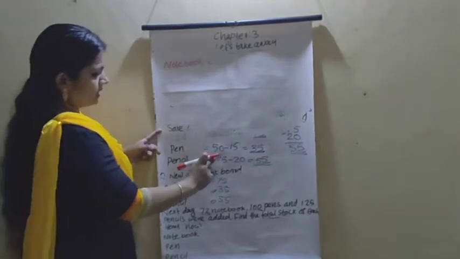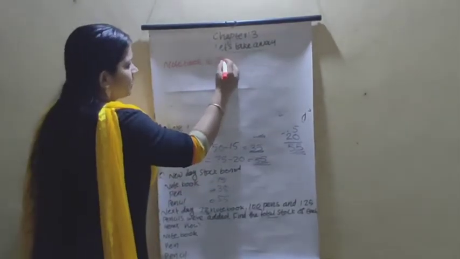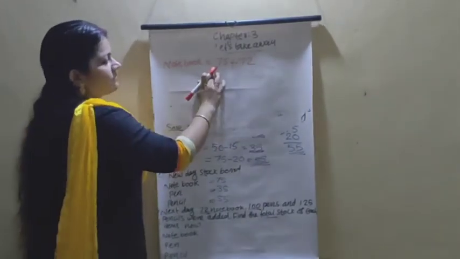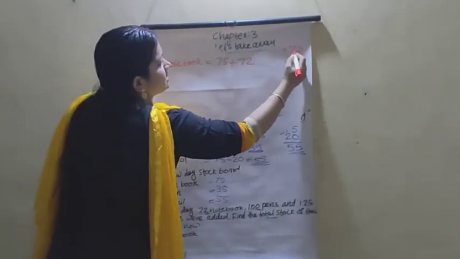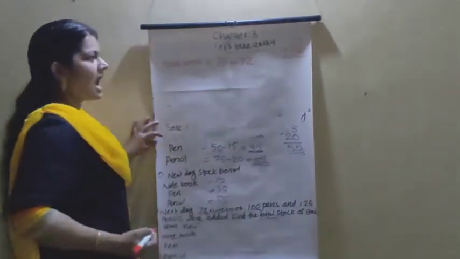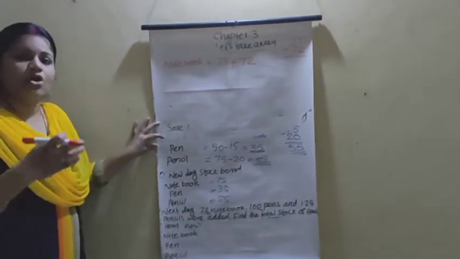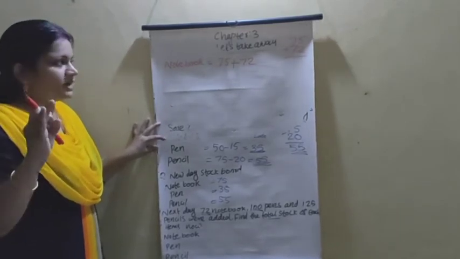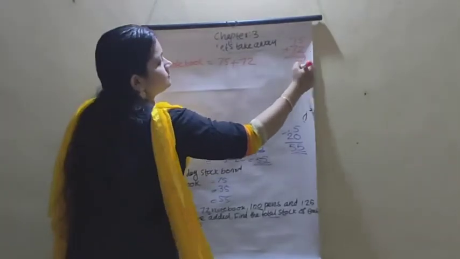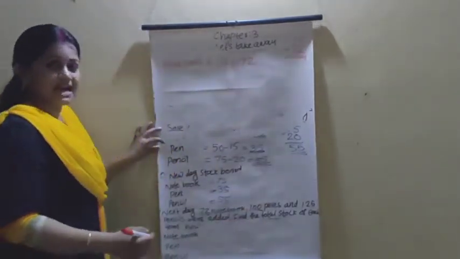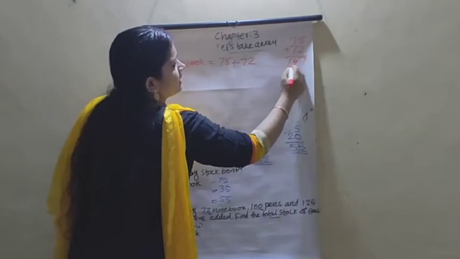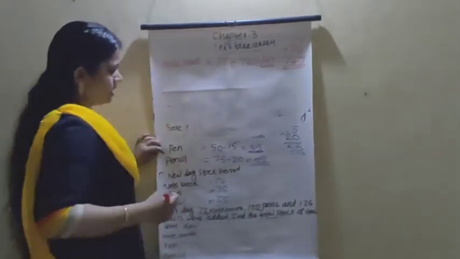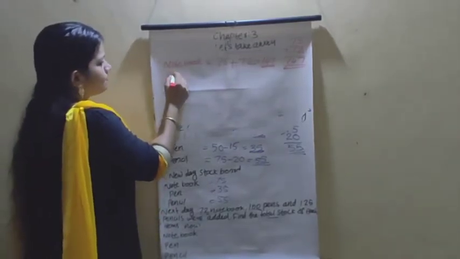At the beginning of the day, how many notebooks? 75. How many more notebooks bought? 72. Then add 75 plus 72. 5 plus 2, what is the answer? Count after 5. Take 2 fingers. Count after 5: 6, 7. Okay. 7 plus 7, what is the answer? 14. Then what is the answer? 147.